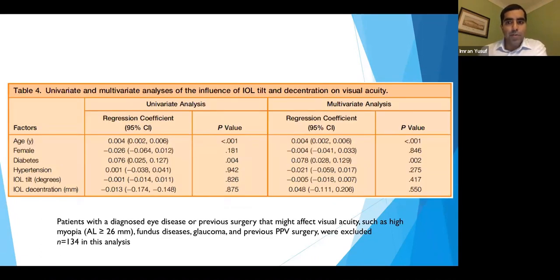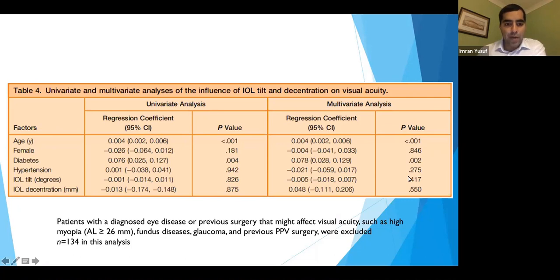And so what they wanted to look at lastly was the effect of this on visual acuity. So they looked at different variables like age, gender, diabetes, hypertension, IOL tilt, and decentration. On the univariate analysis, there were two factors that appeared to be significant: the presence of diabetes and age, and there's a positive correlation with age. And these factors also seem to be significant on the multivariate analysis.